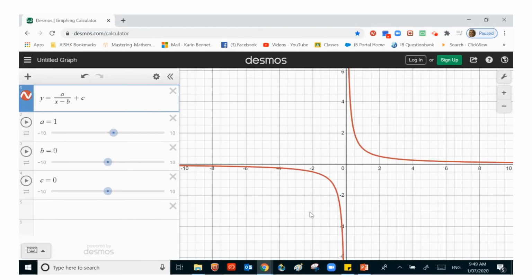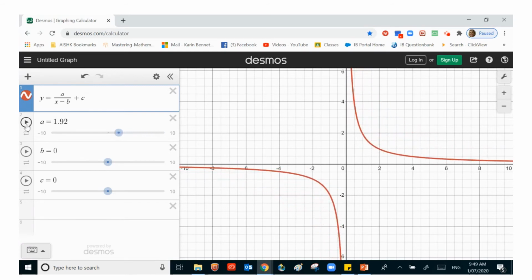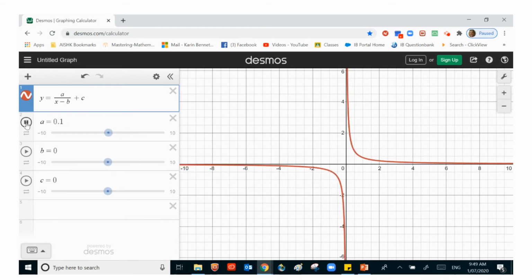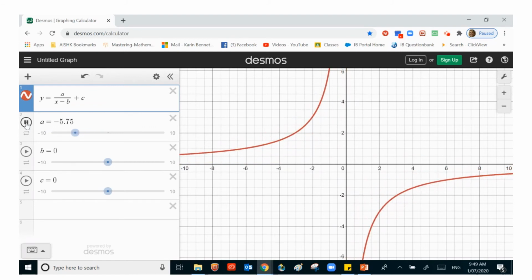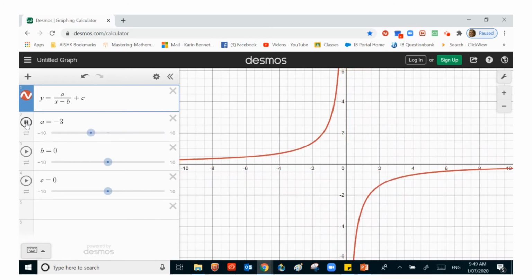So let's have a look at it on Desmos. I've typed in y is equal to a over x minus b plus c, and I've got 3 sliders, one for a, one for b, and one for c, and I've just set b and c as 0. So this is our basic curve here, y equals 1 over x. Now what happens if we make a get bigger? Have a look. See how it's getting wider? Now I talked before about if we make a negative, do you remember what's going to happen? It's going to flip it over the x-axis. Okay, so that's what a does. Changes the dilation, and then when it's negative, it flips it over.